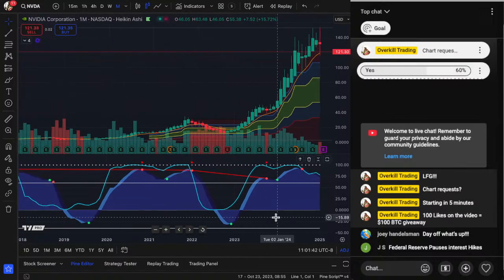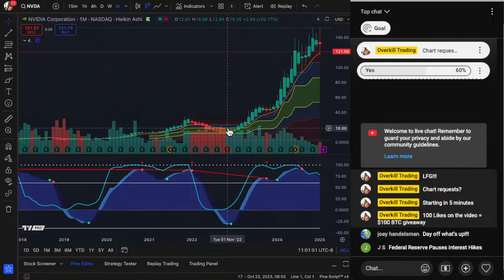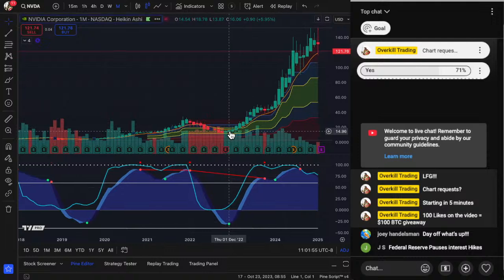If you guys would have bought the green dot over here in December, hey, what's up, Joey? What's up, JS? If you guys would have bought the green dot over here in December at about $14 on Nvidia, it was $14 in December of 2022 when the green dot came. You can see it absolutely ripped.